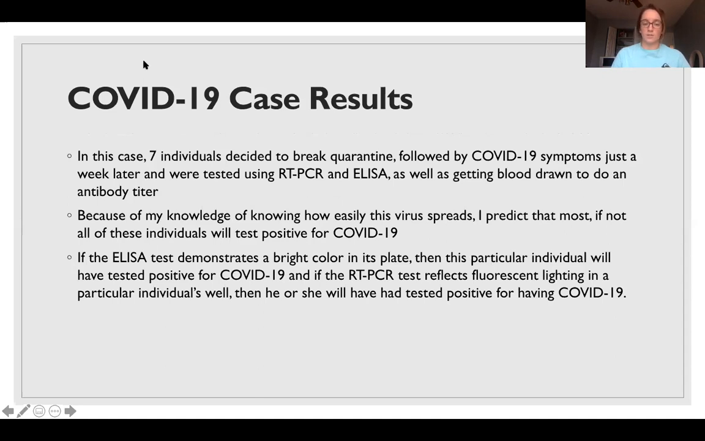Because I know how easily this virus spreads, through respiratory droplets and through aerosol in the air that we can't even see, I predict that most of these, if not all, will test positive for COVID-19. So my hypothesis was that if the ELISA test demonstrates a bright color in its plate, then this particular individual will have tested positive for COVID-19. And if the RT-PCR test reflects fluorescent light in a particular individual as well, then he or she will also have tested positive for COVID-19.